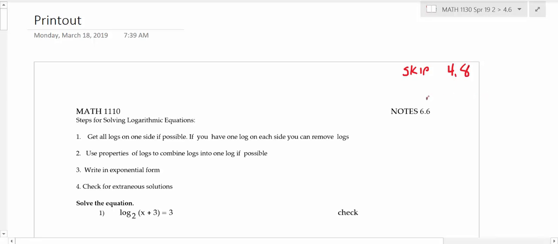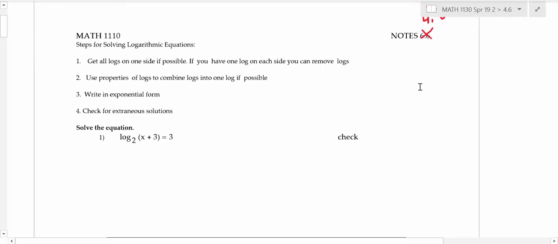This is supposed to say, not 6-6, by the way, 4-6. Okay, we're in chapter 4. So let's go ahead and run through this. This is a pretty short section. It's just got two major ideas: log equations and exponential equations.